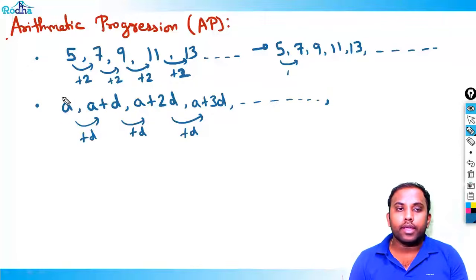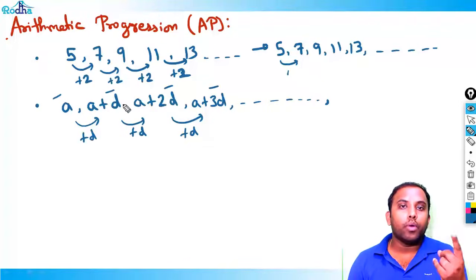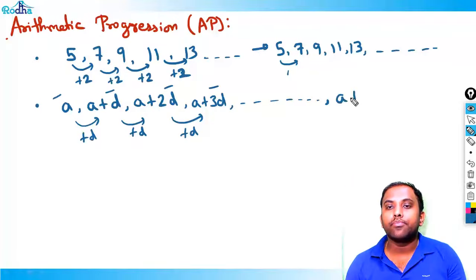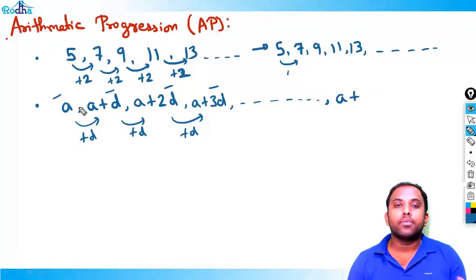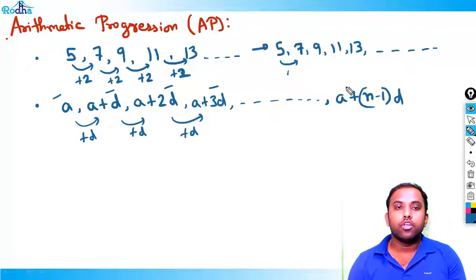The first term contains no D, I can write it as 0D. The second term contains 1D, the third term contains 2D, the fourth term contains 3D. So this number is one less than the term number. Fourth term 3D, third term 2D, second term 1D. A is the same in all, so in the nth term A will also come. Notice: first term 0, second term 1, third term 2, fourth term 3, so one less than that. So obviously the nth term is (n minus 1) into D. This is called the nth term of an AP.